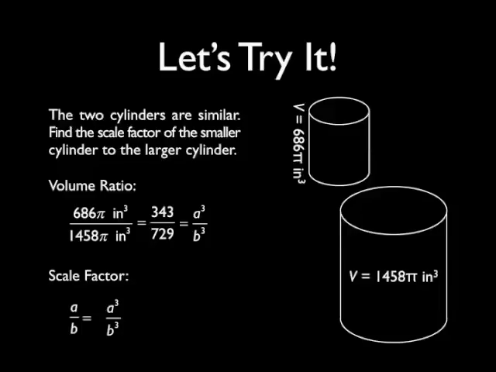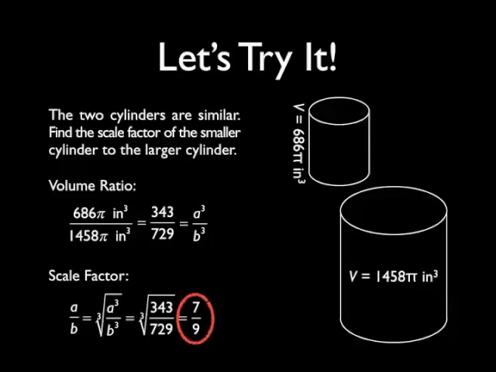Now, if you're using one of our calculators at school, you will notice a math button. It's 2 buttons down from the blue button. And if you press that, your 4th option down is the cube root button. So you can press that, and presto, this cube root symbol appears in your calculator. So now we can take the cube root of 343 over 729. The cube root of 343 is 7, and the cube root of 729 is 9. So the scale factor is 7 over 9.